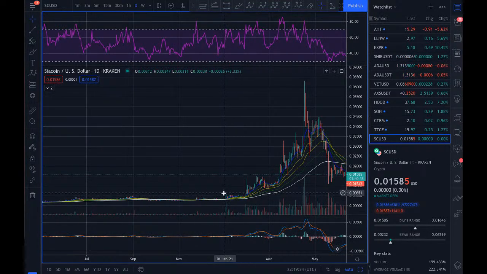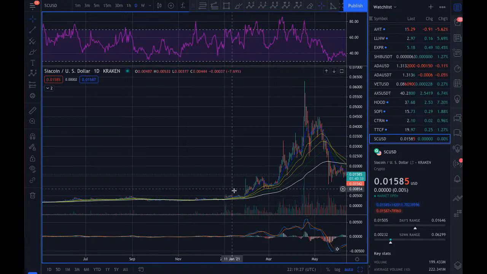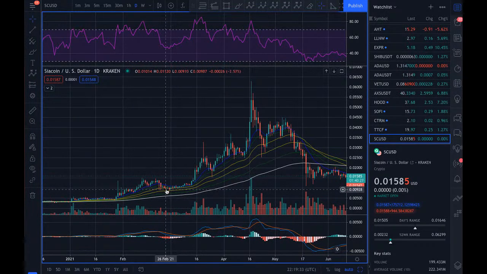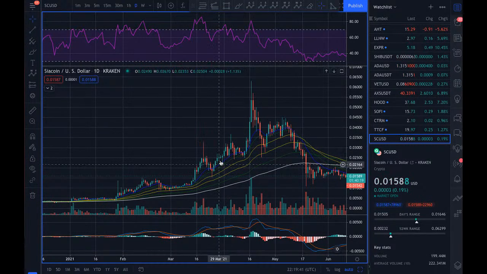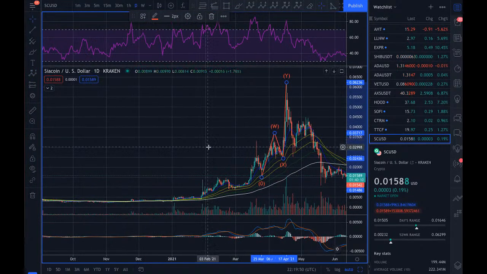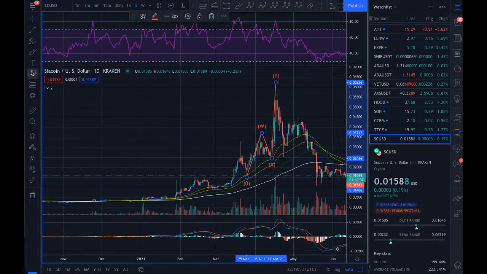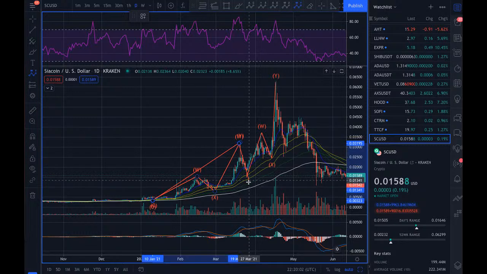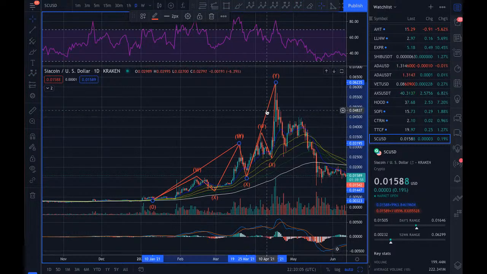All right. Is this 1, 2, 3, 4, 5 here? 1, 2, 3. 1, 2, 3, 4, 5, maybe. 1, 2, 3, 4. What is this right here, though? This does not look like 5 waves at all. So that's why I'm thinking this was 1, 2, 3. And this is 1, 2, 3. That's more like it.